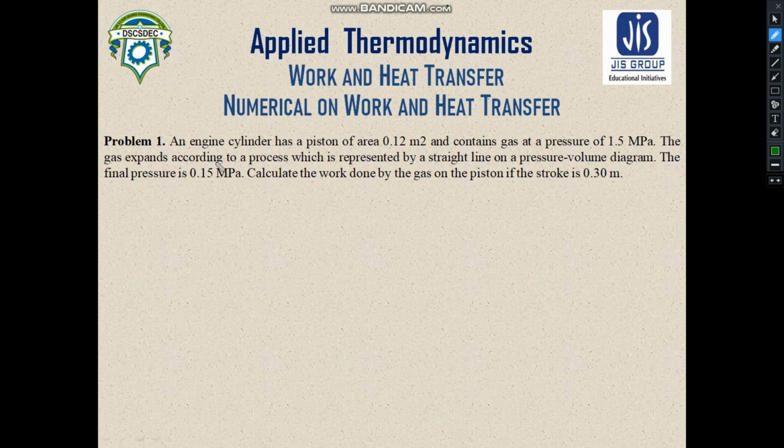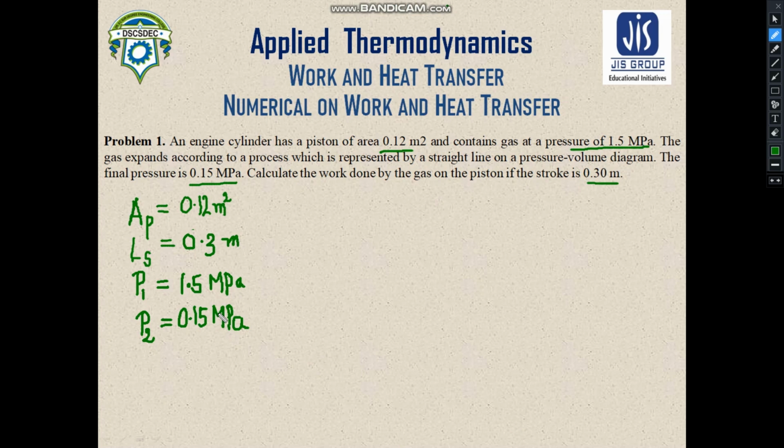Now here we can see the area of the piston is 0.12 meter square. This is the initial pressure, and after the expansion process, the final pressure is 0.15 megapascal, and the stroke length is given as 0.30 meter. So let us write down the information which is available here. As you can see, I have written down all the information available from this problem. The area of the piston is 0.12, the initial pressure is 1.5 megapascal, the final pressure is 0.15 megapascal, and the length of the stroke is 0.3 meter. Now your job is to calculate the work done.